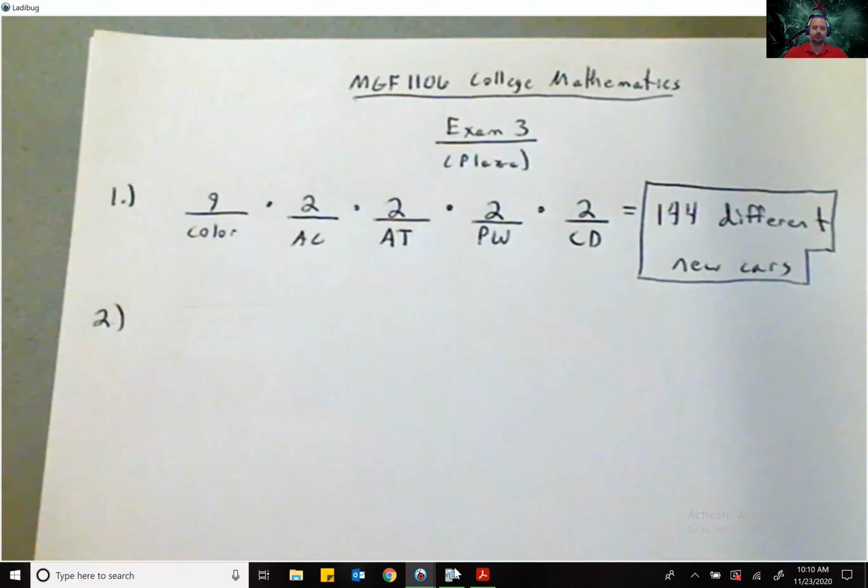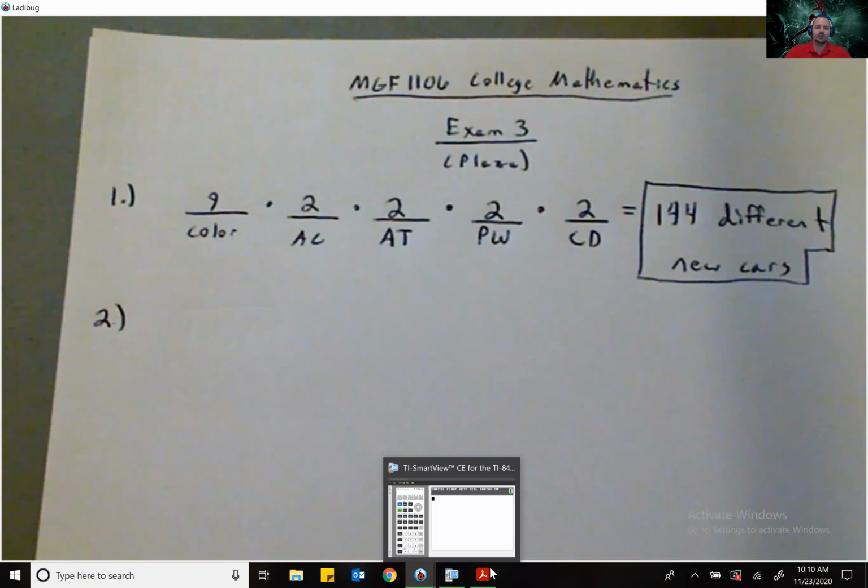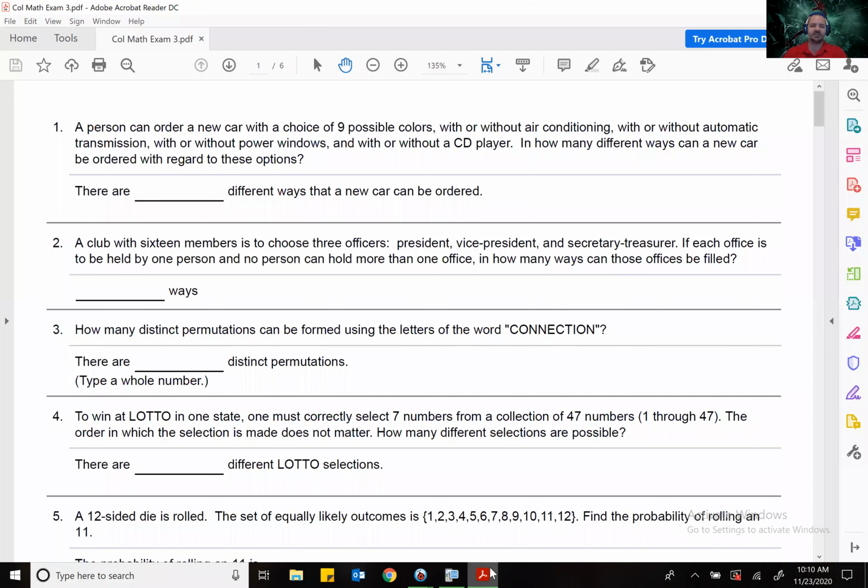Question number 2. So we jump in here. It says a club with 16 members is to choose 3 officers: president, vice president, and secretary/treasurer. If each office is to be held by one person and no person can hold more than one office, how many ways can we fill these offices? When you look at this problem, because we have a president, vice president, and secretary/treasurer, this is a ranking problem. All ranking problems are permutations.